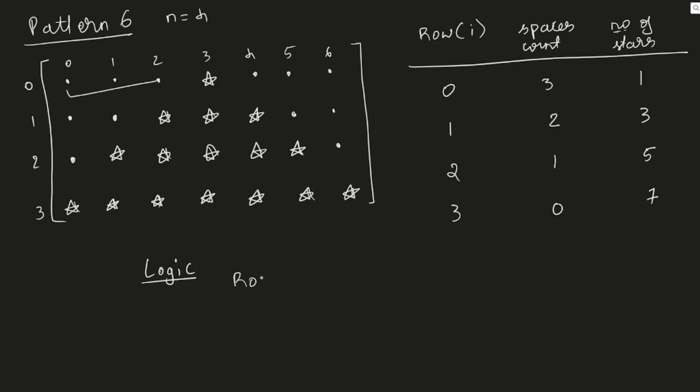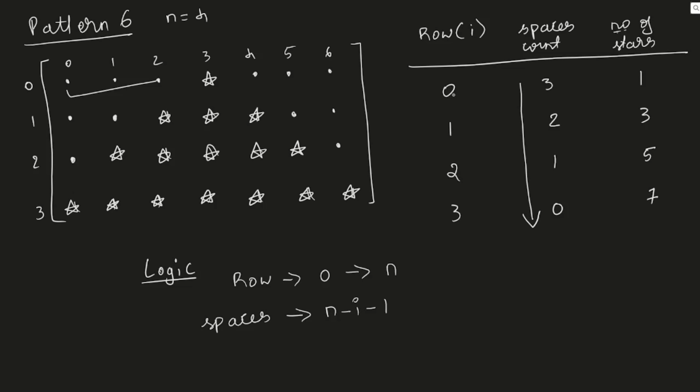We know row always starts from 0 goes till n. We need a logic for spaces, and we have already seen this pattern where the number is getting decreased from n to 0. We can directly write this as n minus I minus 1. Let me check whether this formula holds good for all the numbers.